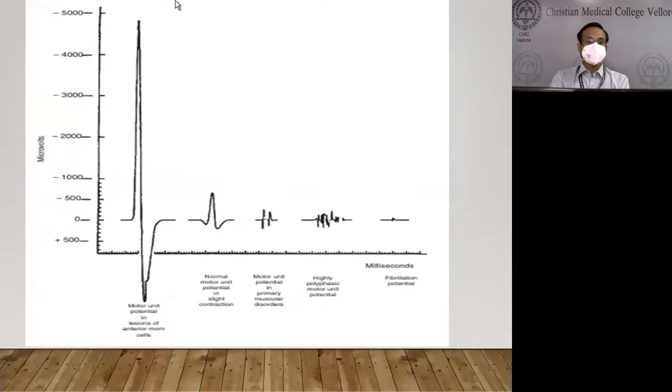And similarly, the changes in the motor unit action potential also. So this is a normal motor unit action potential that we see. Normally it's between 200 microvolts to 2 millivolts. You get very large motor unit action potentials in chronic diseases, which we call giants.